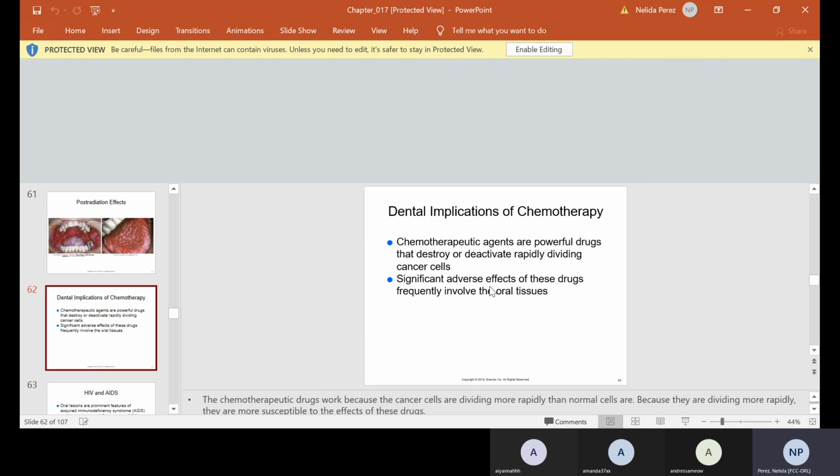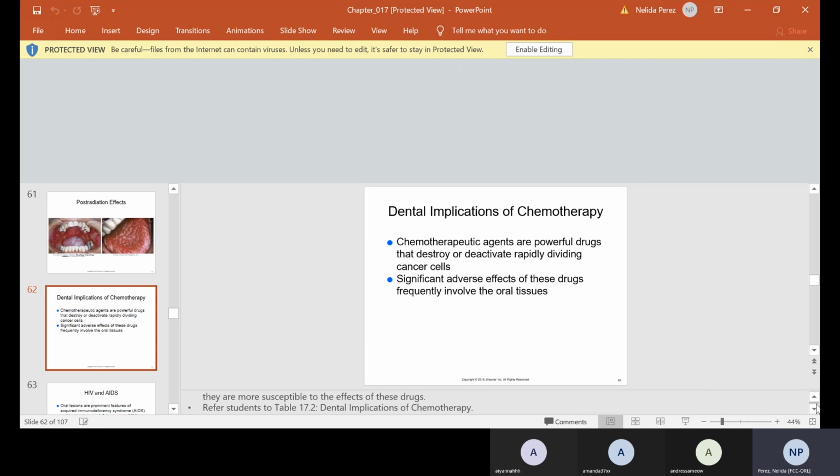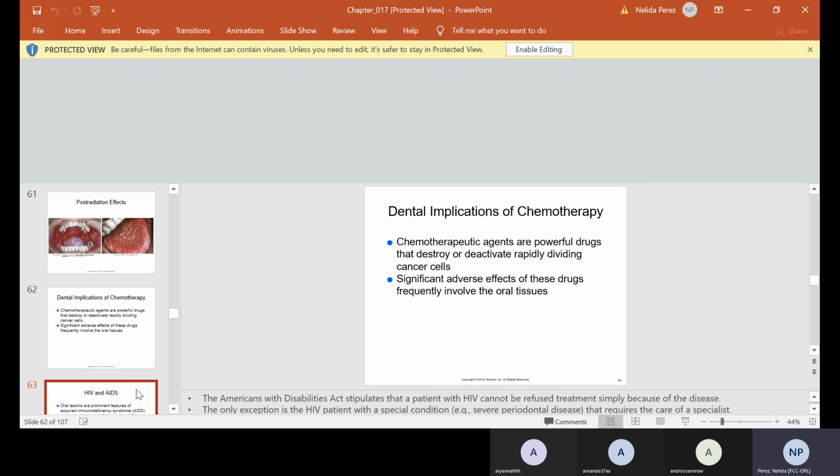Now, dental implications of chemotherapy. So chemotherapeutic agents are powerful drugs that destroy or deactivate rapidly dividing cancer cells. Significant adverse effects of these drugs frequently involve the oral tissues. The chemotherapeutic drugs work because the cancer cells are dividing more rapidly than normal cells are, and because they are dividing more rapidly, they are more susceptible to the effects of these drugs.